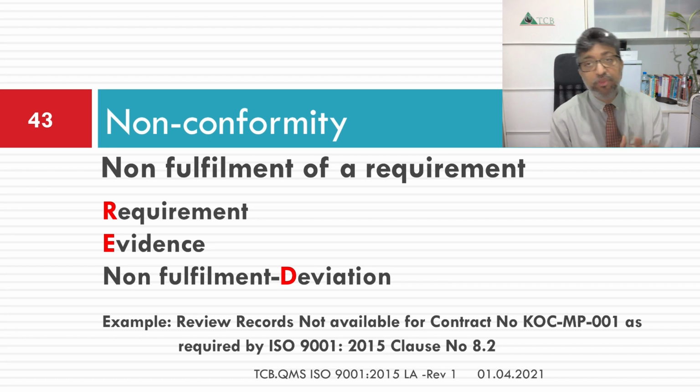For example, review records not available for contract number so and so, as required by ISO 9001:2015 clause number 8.2, which is requirements for products and services. The standard requires review records are retained as documented information. In this particular case, we found that it is not being retained, so it is not available. Contract number so and so is the objective evidence, and the requirement is ISO 9001:2015 clause number so and so. So all these three elements are there. When you raise a non-conformity, these three parts must be there.